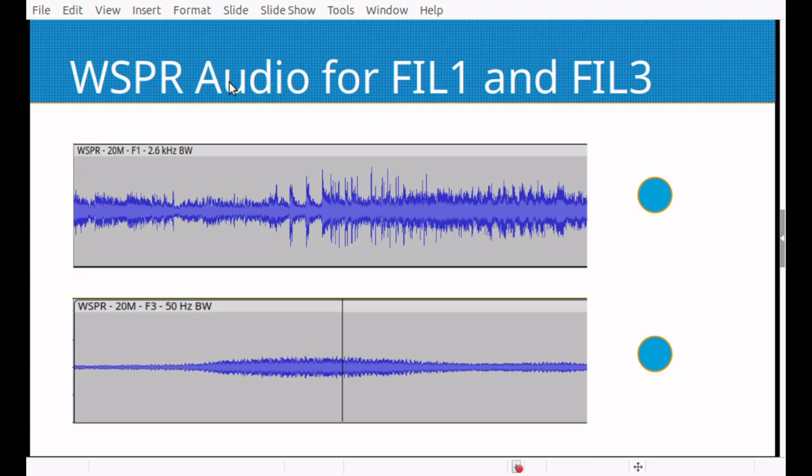Now, I chose this slide here because I wanted you to hear the difference that the computer hears. This is on the audio stream that's leaving the 7600 and is sent to the computer and to WSJT-X for demodulation. The first signal is the F1 filter, which is 2.6 kilohertz wide. So we're going to hear all the WSPR transmissions in that band for this particular measurement. Listen to this.